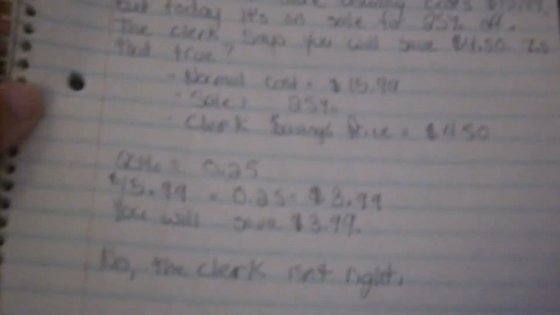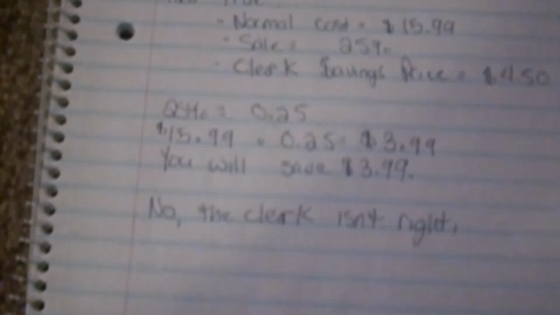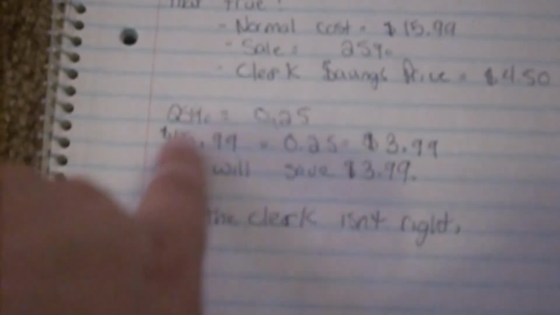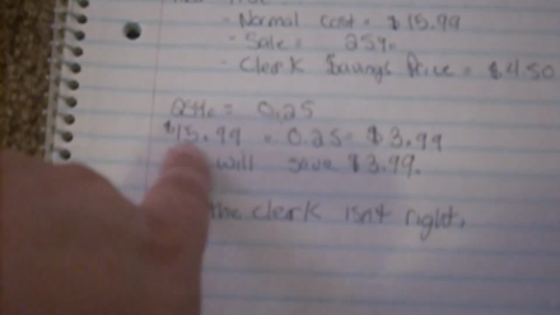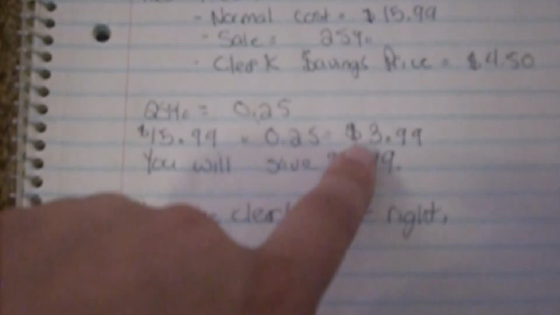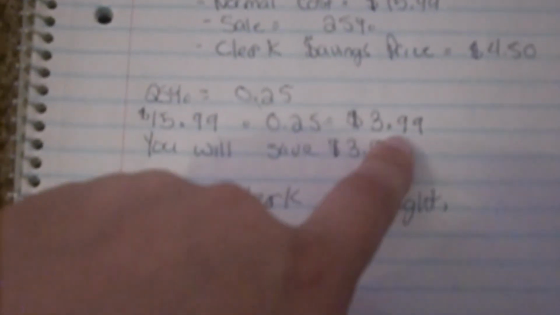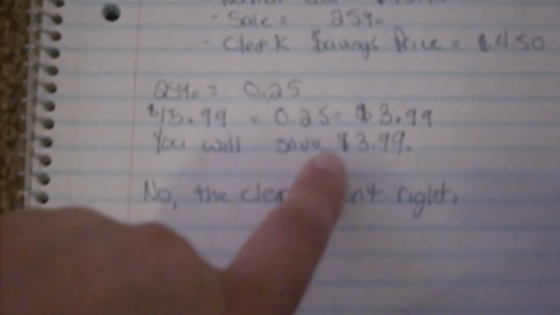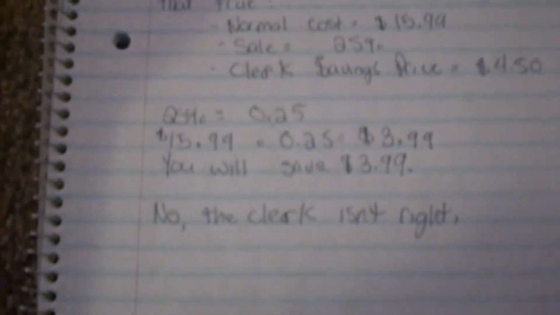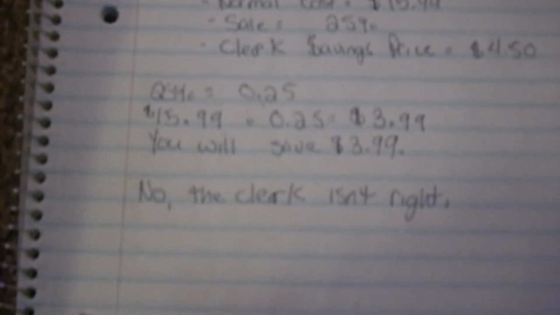To do that, the easiest thing to do is just work the problem out. 25% changes to 0.25. So we are going to multiply the original cost of the shirt by our decimal. We are going to multiply $15.99 times 0.25. And when we do that, we get $3.99. So you will save $3.99. Therefore, this makes the clerk wrong. Okay? All right.